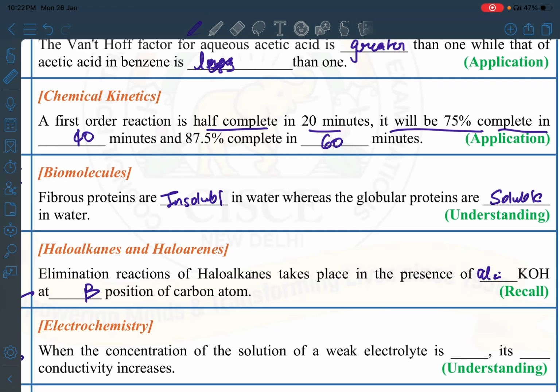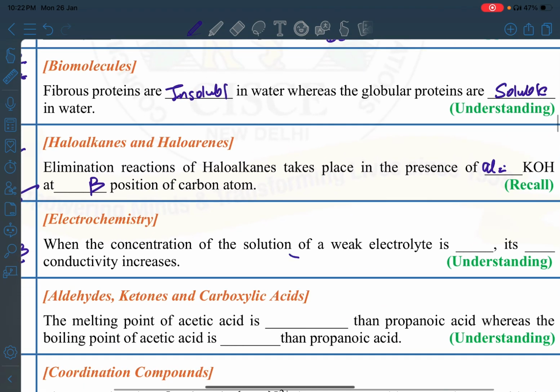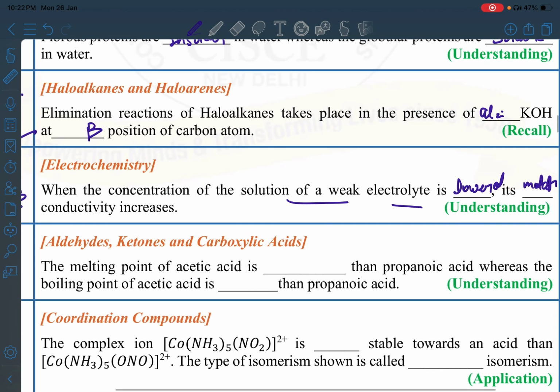Now, when the concentration of a solution of a weak electrolyte is lowered, its molar conductivity increases. The melting point of acetic acid is more than propanoic acid, but the boiling point of acetic acid is less than propanoic acid.